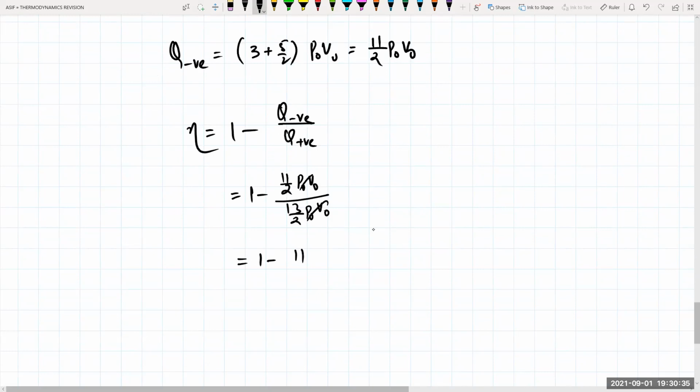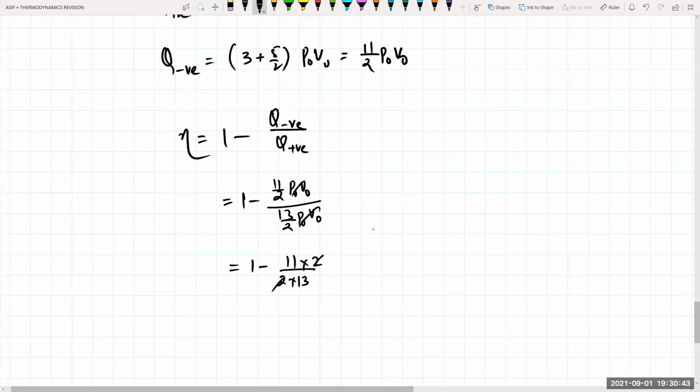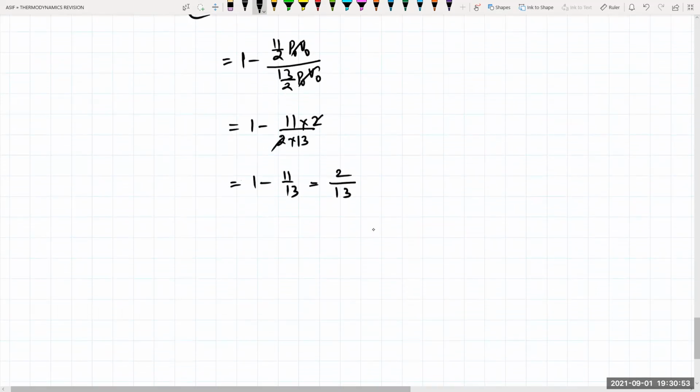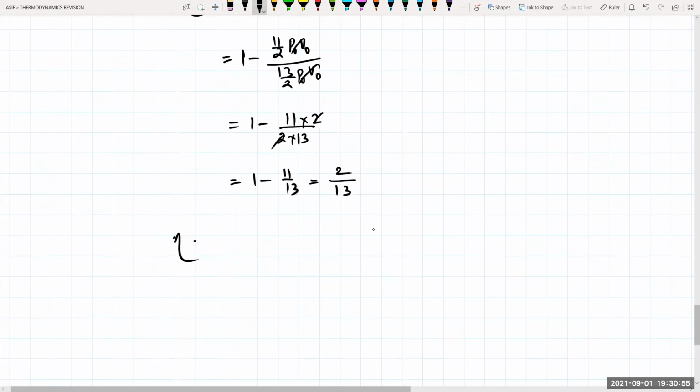So this is 1 minus 11 by 2 into 13 by 2. This 2 and this 2 will get cancelled. So it is 1 minus 11 by 13. Taking the LCM, that will be 13. So 13 minus 11 is 2, so it is 2 by 13. If I take the efficiency in terms of percentage, that will become 200 divided by 13%. So that will be the efficiency.